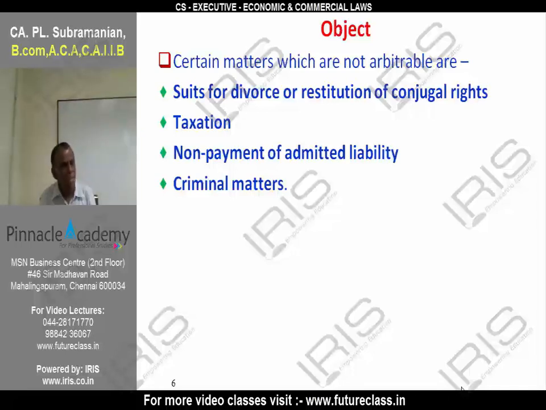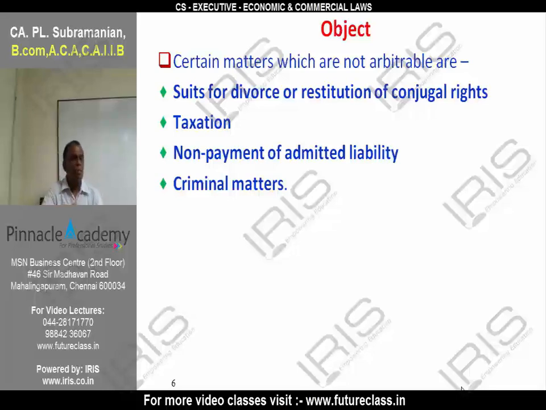What do we have to do? We have to submit all our information to the assessing officer. He will decide it. If you are not satisfied, you go for appeal. If you are not satisfied, you go to the tax appellate tribunal. Then if you are not satisfied, you may go to the High Court, then the Supreme Court. But you cannot tell the government, now we will go for arbitration. Next, non-payment of admitted liability. Suppose a case where he agreed that he has to pay 1 lakh rupees, and afterwards he is not paying. Once again you cannot go for arbitration, because the liability is already admitted.